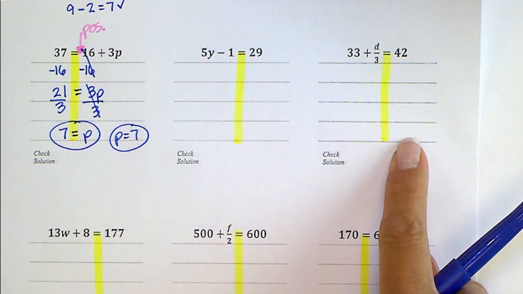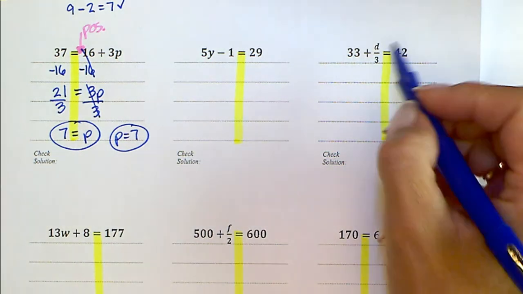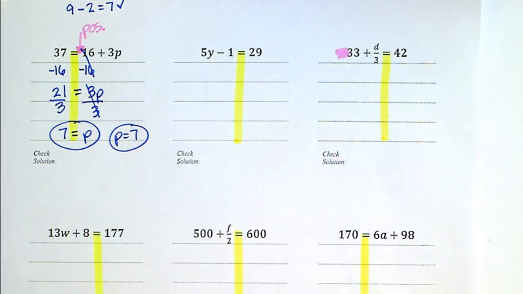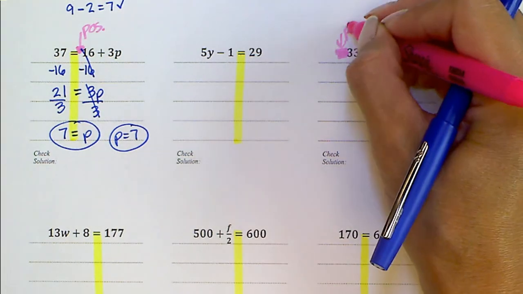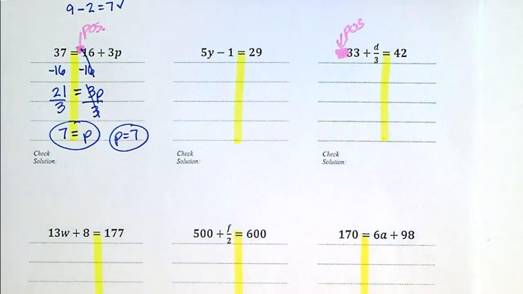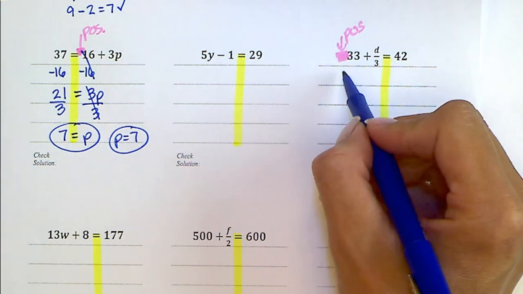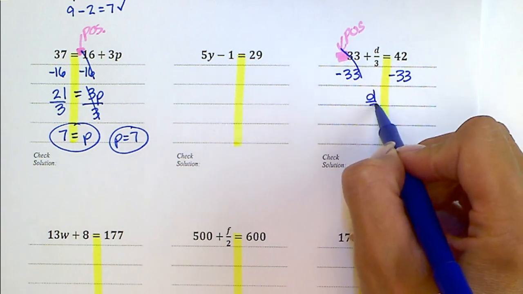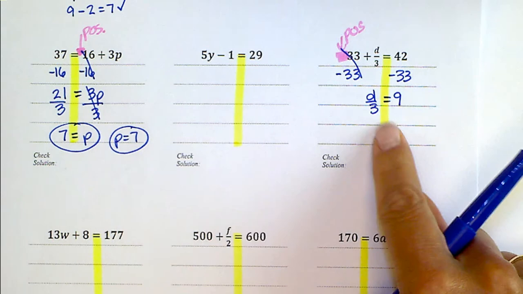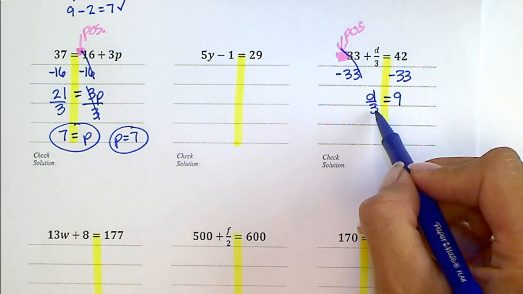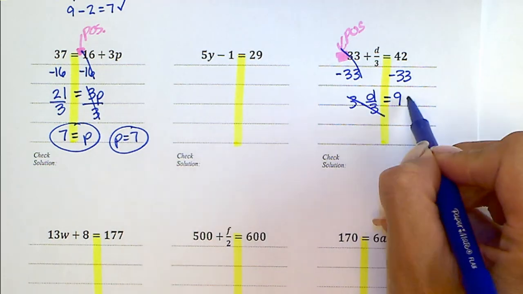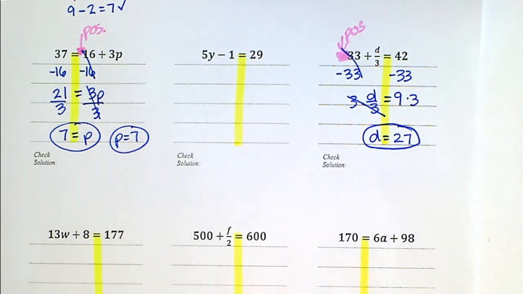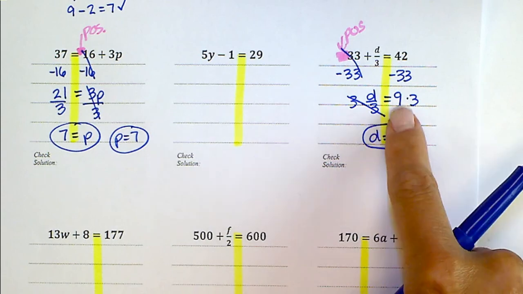I'm going to go ahead and do the next one. So looking in front of the 33, there's nothing there, so I know this is also a positive 33. The opposite of a plus 33 is a minus 33. And we get d over 3 equals 9. Be careful, the answer is not 3. The opposite of dividing by 3 is to multiply by 3. d is 27. Some of you may have rushed and you might have accidentally divided by 3 instead of multiplied by 3.